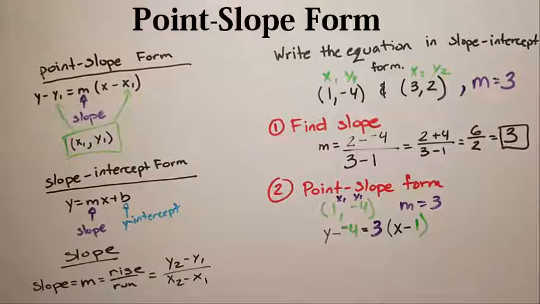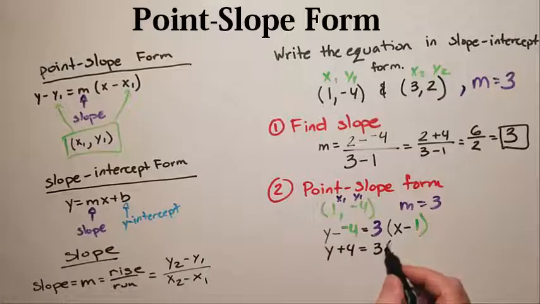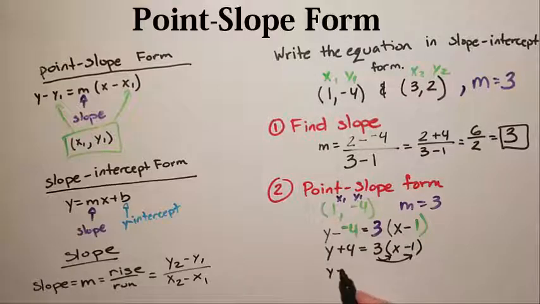So the first thing I'm going to do is I'm going to get rid of the minus negatives. So this is actually y plus 4 equals 3 times x minus 1 inside of parentheses. Now I need to distribute my parenthesis. So I have y plus 4 equaling 3x minus 3. I need to subtract 4 from both sides. I have y equals 3x minus 7.